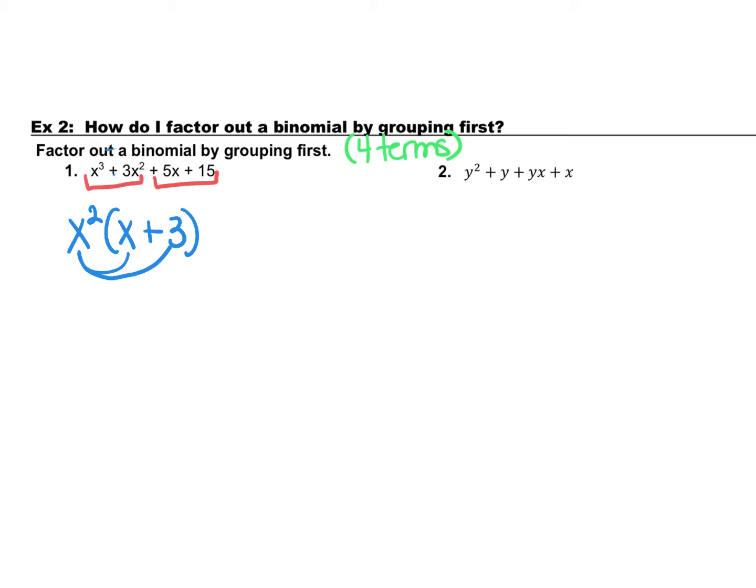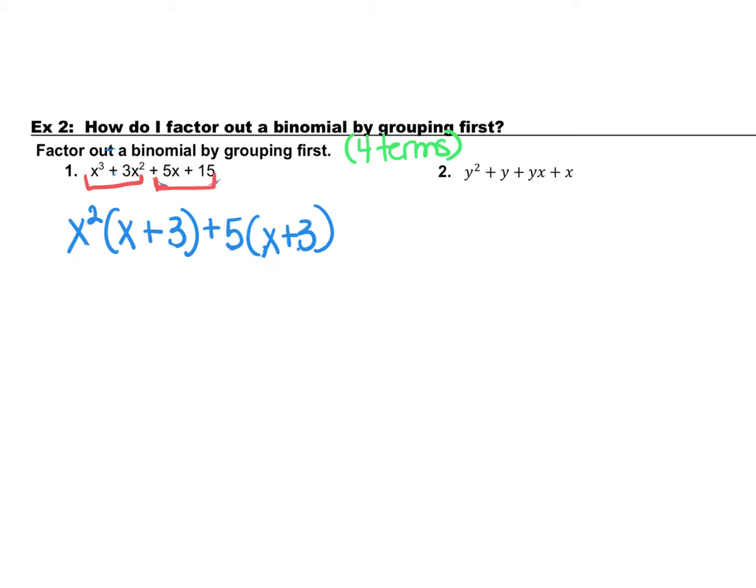All right, now we have to do it to the other side here. So I have 5x + 15. Well, let's see, what can go into 5x that can also go into 15? We know that's going to be 5. So I have plus 5 times (x + 3). And just make sure that 5 times x, I do get my 5x, and 5 times 3, I do get my 15.